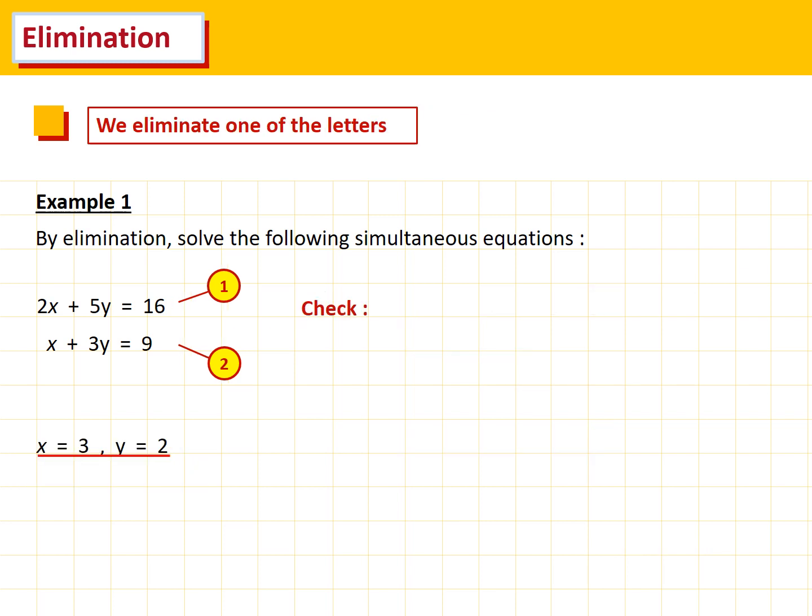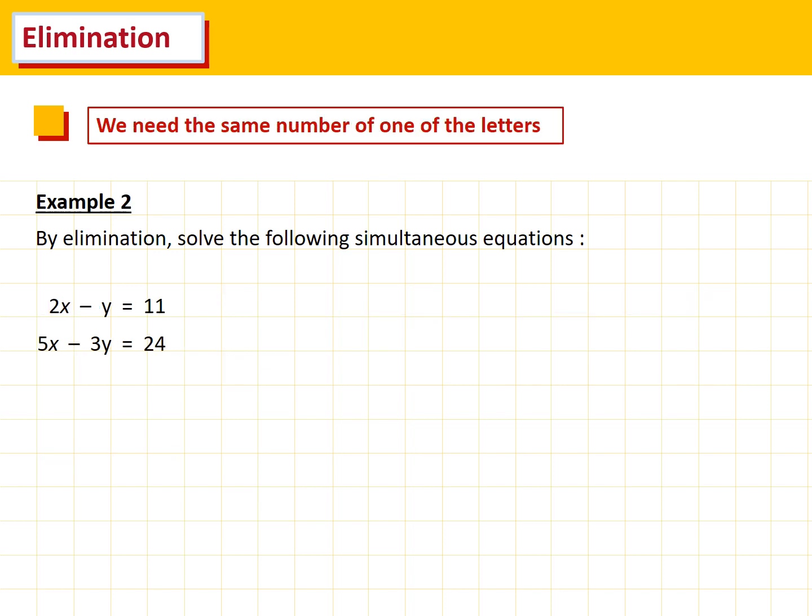So we substitute x equals 3 and y equals 2 into the two equations. When we substitute them into equation 1, we obtain 2 lots of 3 plus 5 lots of 2. Does that equal 16? Yes, it does. And in equation 2, x is 3 and y equals 2 substituted in gives us 3 plus 3 lots of 2 equals 9. Is that correct? Yes, it is. They fit both equations. We've got the right answer.